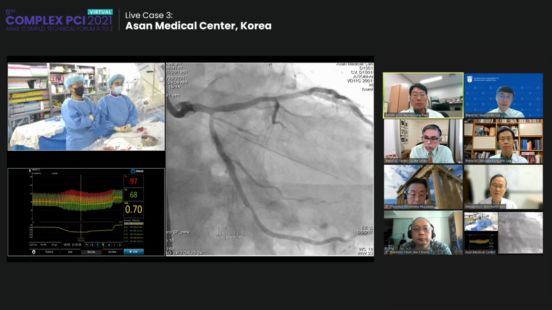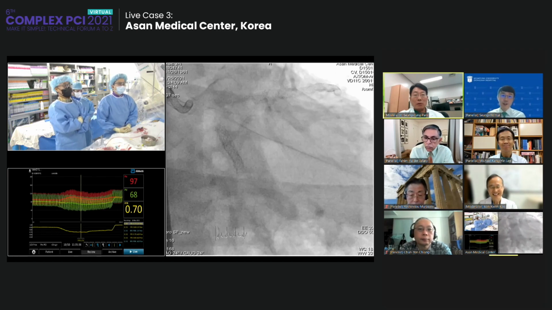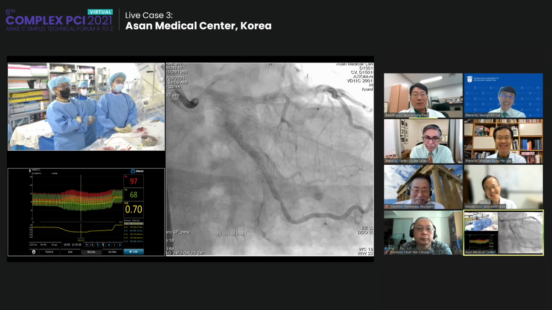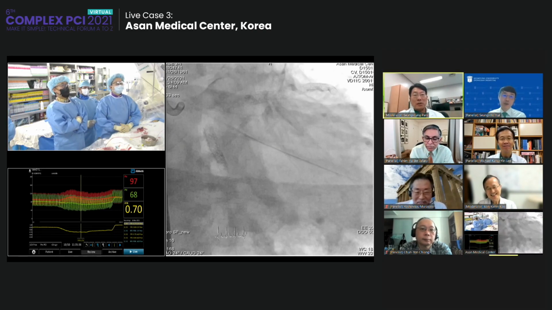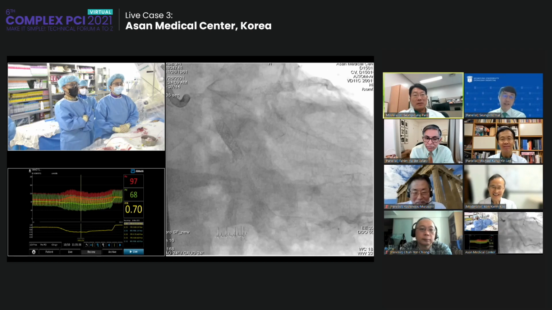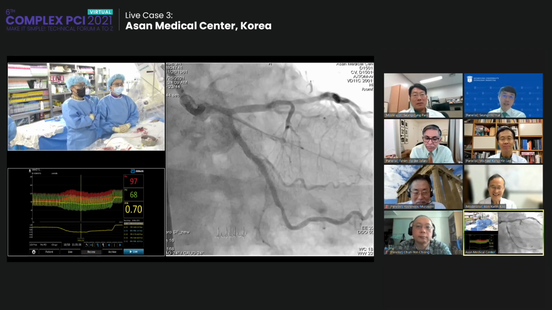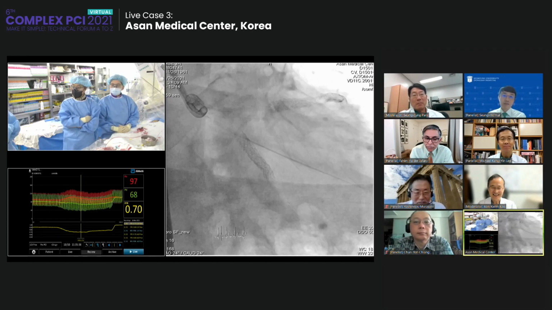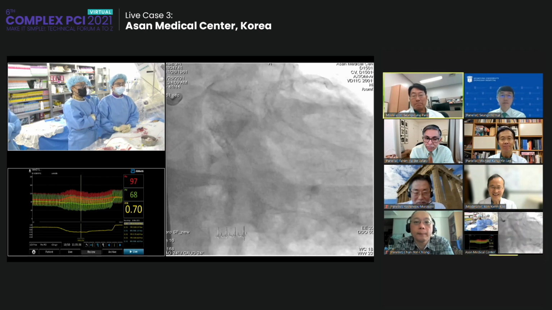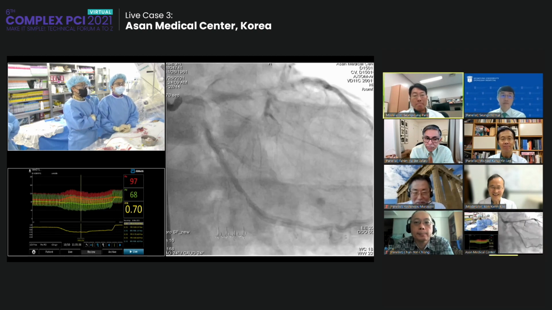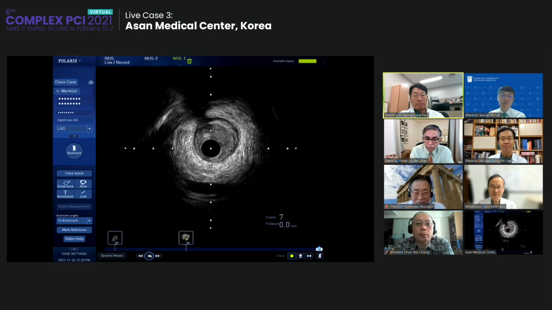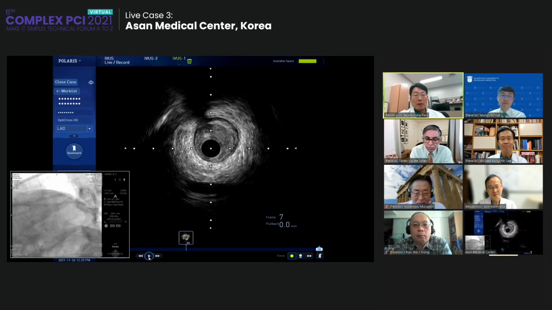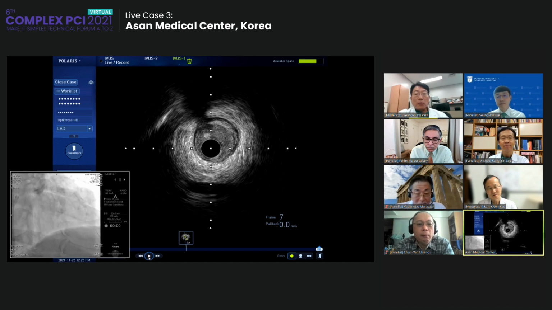Okay, we have to treat them, no doubt about that. The reason to treat or not treat is based on their FFR, right? Yeah, all right, great. We already checked the IVUS, and after seeing the IVUS evaluation, you fully understand why the FFR value dropped to 0.71.